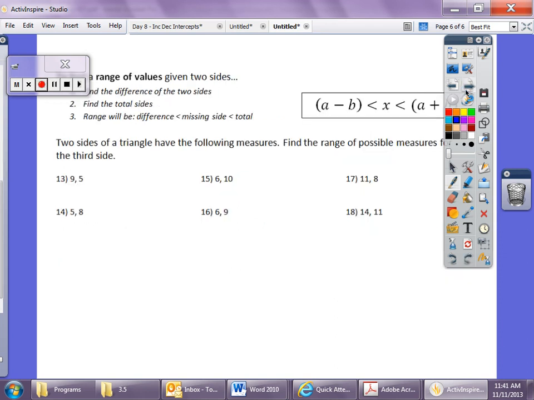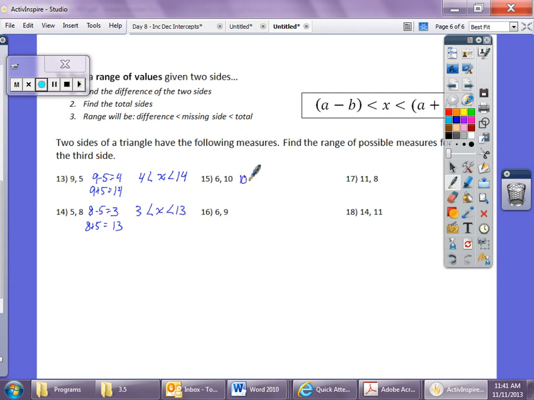And then the last part here, we have a range of values. We find the difference of the two sides, which is positive, and we add them and we subtract them. So what we do is 9 minus 5 is 4, and 9 plus 5 is 14. So x is any number in between 4 and 14. We subtract them. 8 minus 5 is 3. 8 plus 5 is 13. So it's any number between 3 and 13.